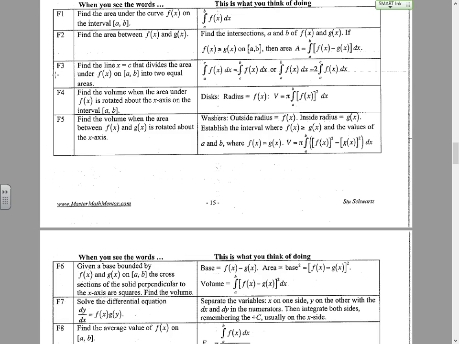Even if f of x is always on top, wait, can we ever have a volume if they cross twice? That'd be a weird scenario, but I haven't really seen it. I mean, you just split it up at the intersection point like you would with area. Does that make sense?